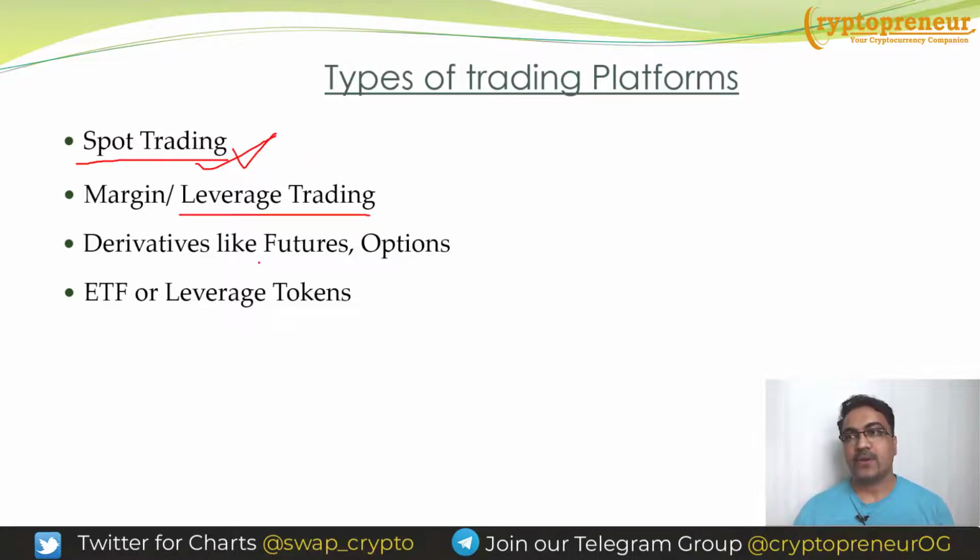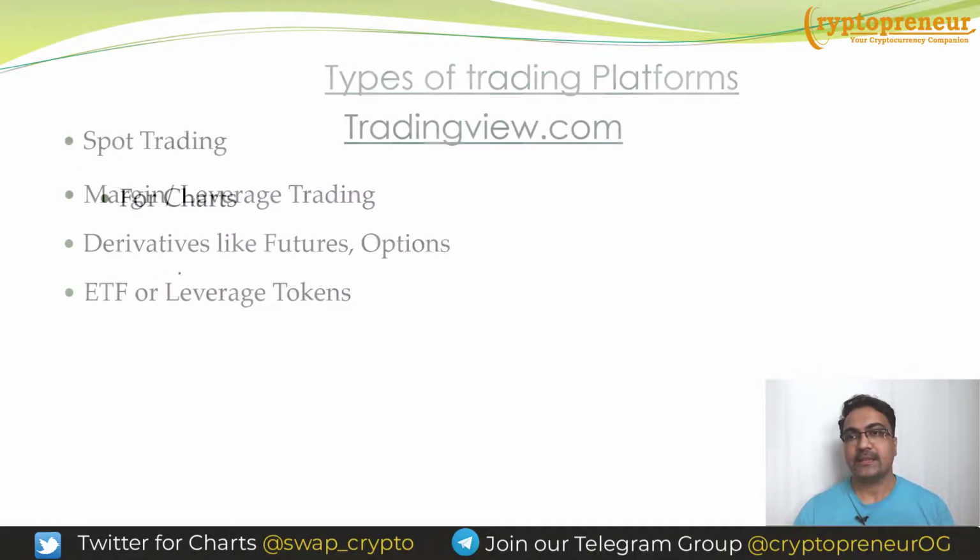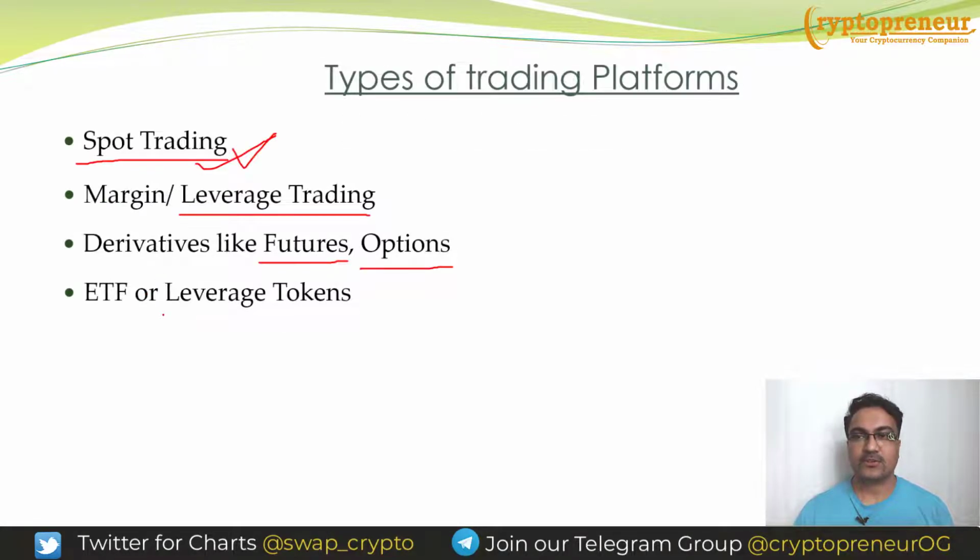Then in derivatives you have futures trading. In futures trading, you must have heard of Binance Futures, and other perpetual futures contracts, in which you get leverage of 2x, 5x, 10x, up to 100x leverage also. These are very risky platforms, and you need to be careful before you actually trade in this derivatives market. Okay, so for beginners I don't recommend this. Then there are ETFs, which are also called leverage tokens. Binance and other exchanges have the ETF option also.